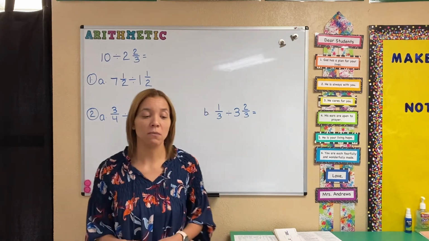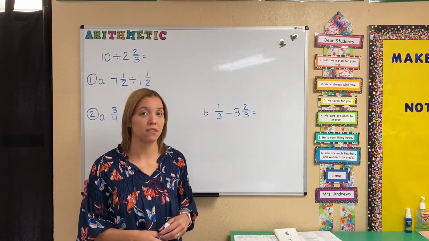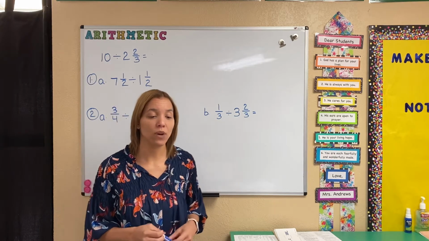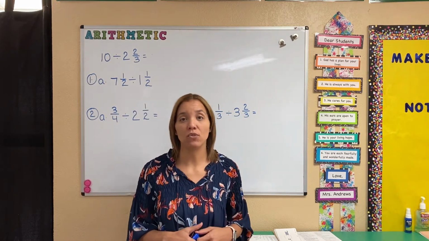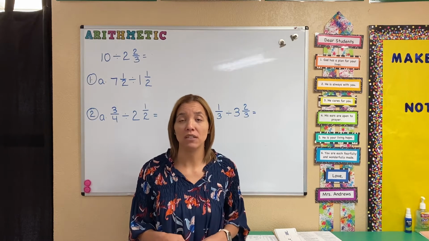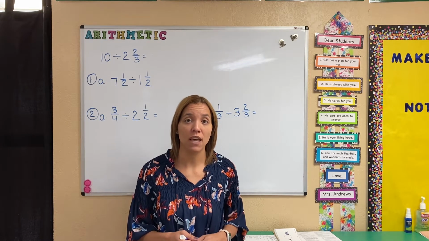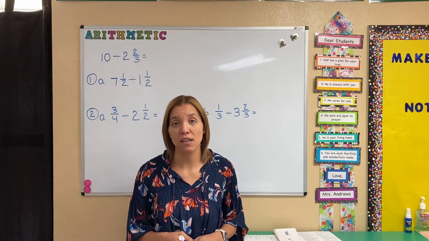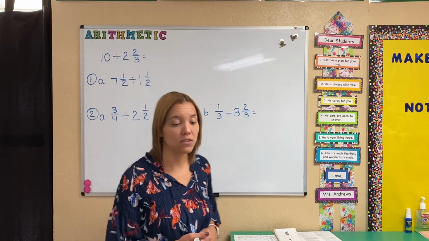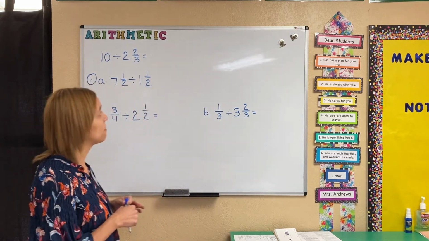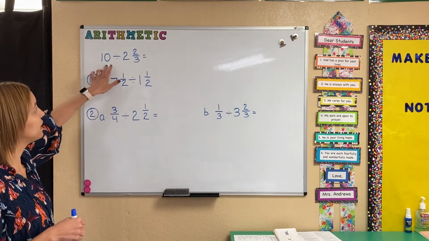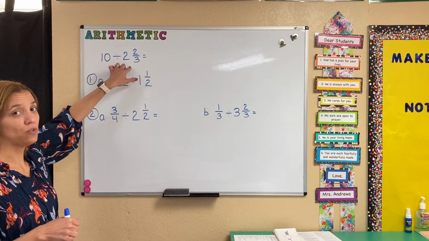We are going to be dividing by a mixed number. And the way to do this is that we need to change the mixed number into an improper fraction. Then we need to invert and then multiply. So let's see our first example. We have 10 divided by 2 and 2/3.